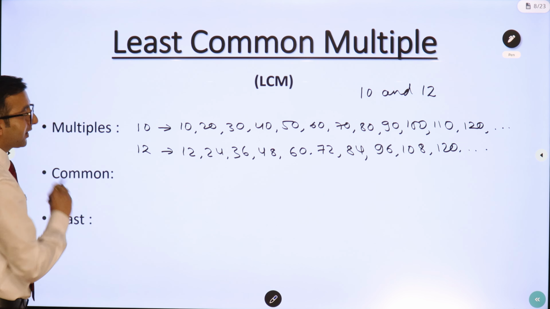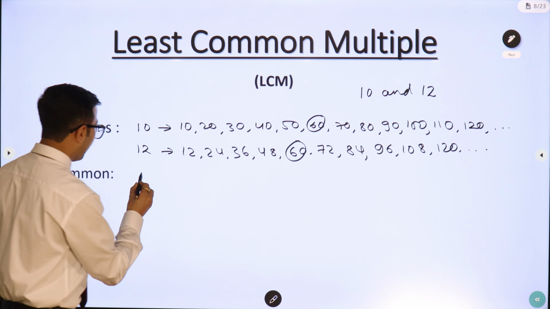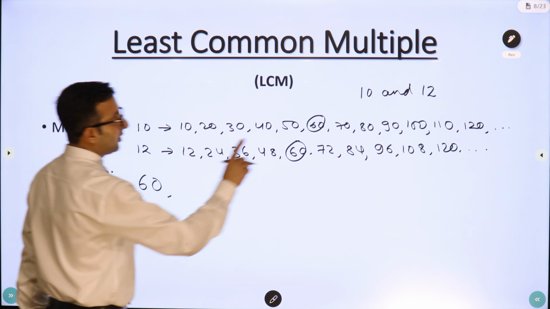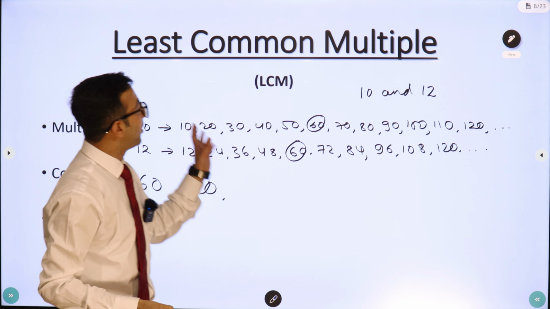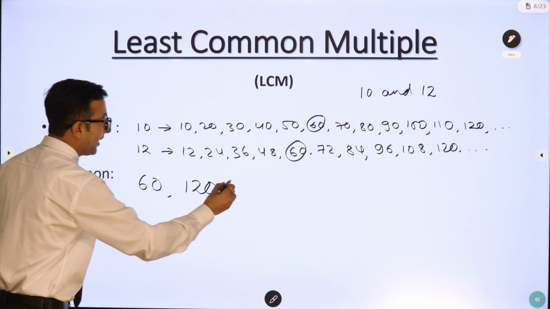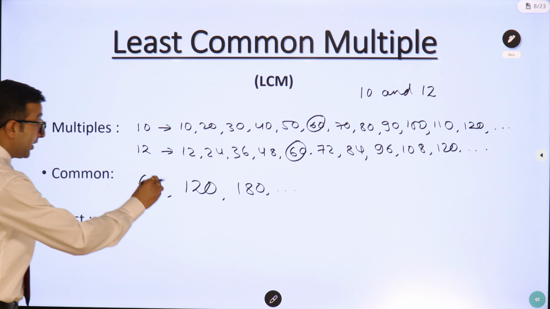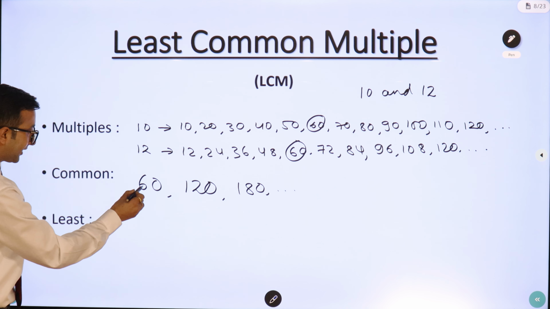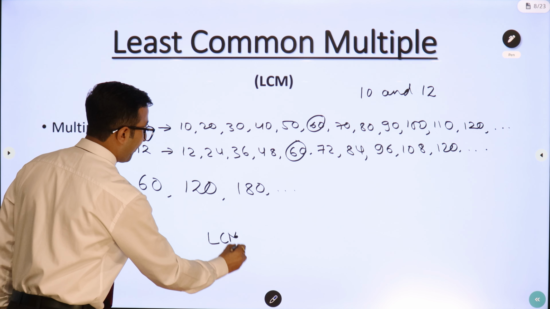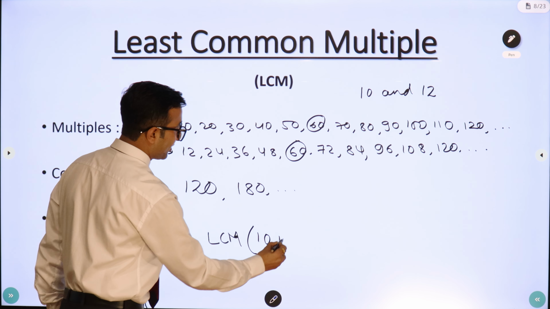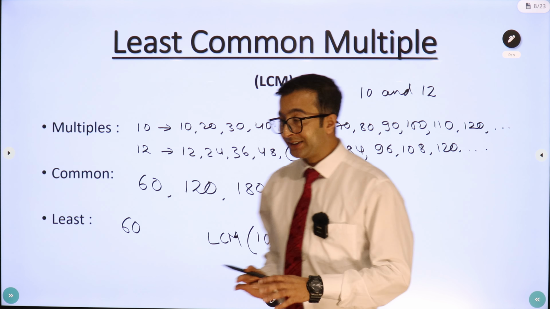So from there, what are the common? You can find it out. 60 is there, 60 is there. So one of the common multiple is 60. Another is 120, you can see there. Now if you find out the multiples of 10 and 12, later on you will be getting 180 and so on. So which one is the least amongst this? So 60. So LCM of 10 and 12 is equal to 60. So this is the concept.